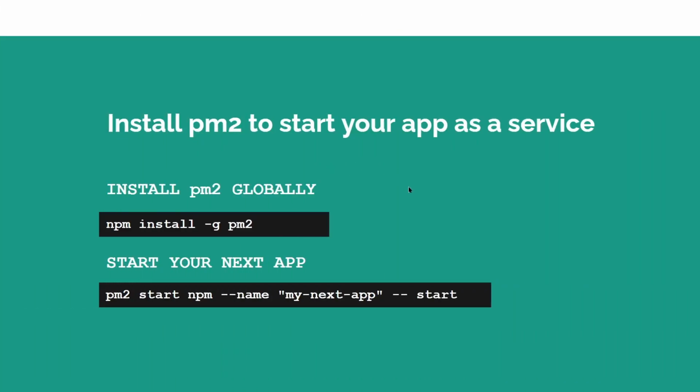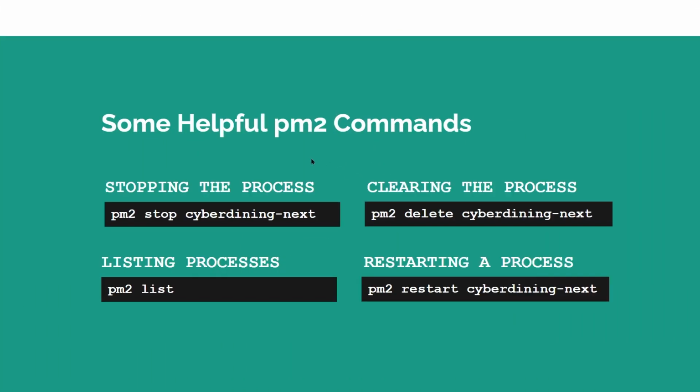So now let's see a few extra commands for PM2 that will be very helpful to manage your applications and hosting. This you will run to stop the process, to list or see the process list, to clear the process from the list, and this would be to restart the application, right?